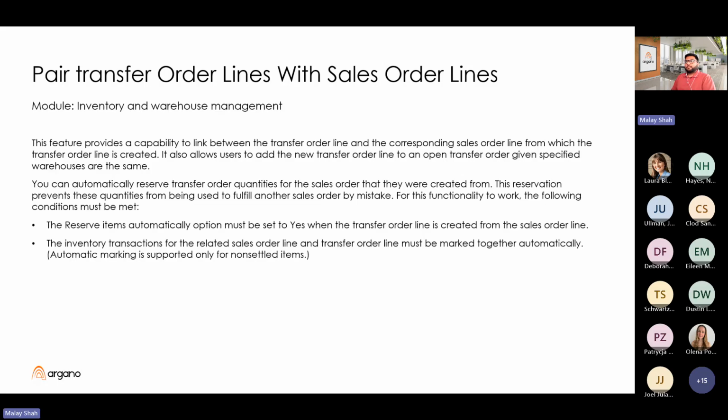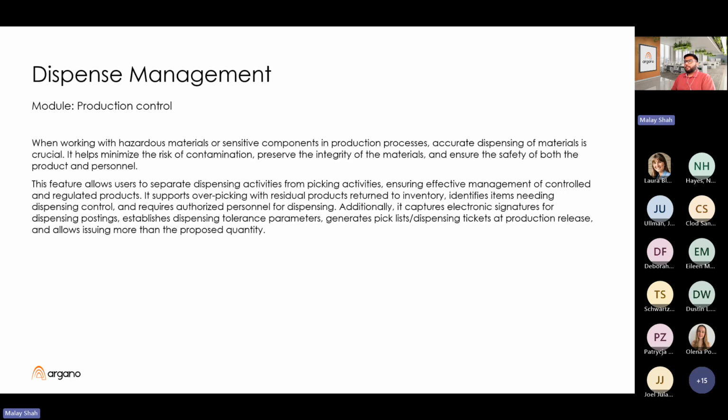Next one is the dispense management. So this one is in the production control. So when working with hazardous material or sensitive components in the production process, accurate dispensing of material is crucial. It helps minimize the risk of contamination, preserves the integrity of the materials, and ensures the safety of both the product and the personnel. So this feature allows users to separate dispensing activities from the picking activities, ensuring effective management of controlled and regulated products.